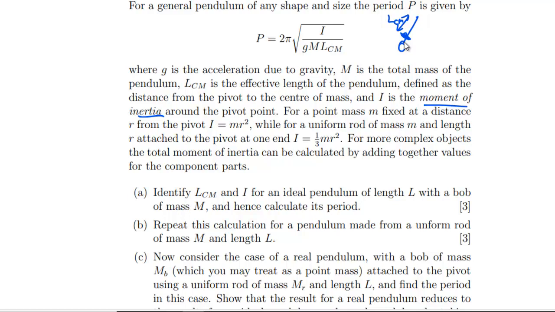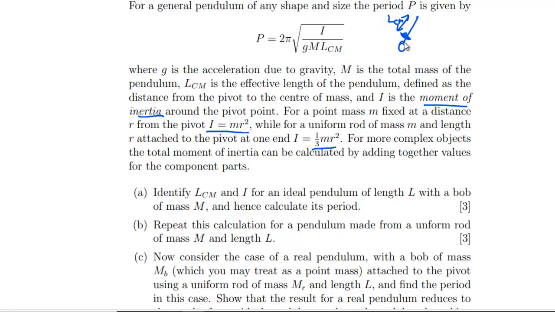For a point mass m at a distance r from the pivot, we've got I is mr squared. For a uniform rod of mass m and length r attached to the pivot at one end, we've got a third of that for the moment of inertia. For more complex objects, the total moment of inertia, you can just add them up. We've done all that sort of stuff before.